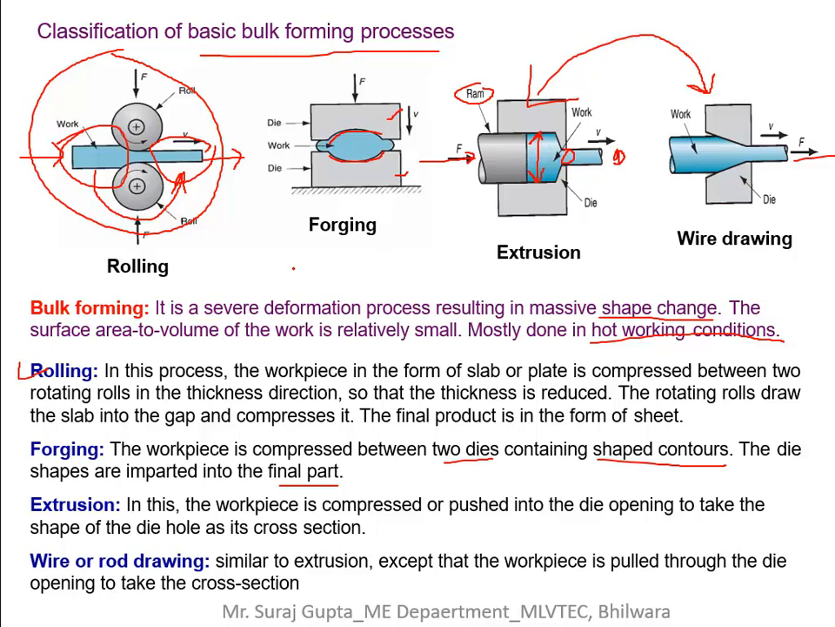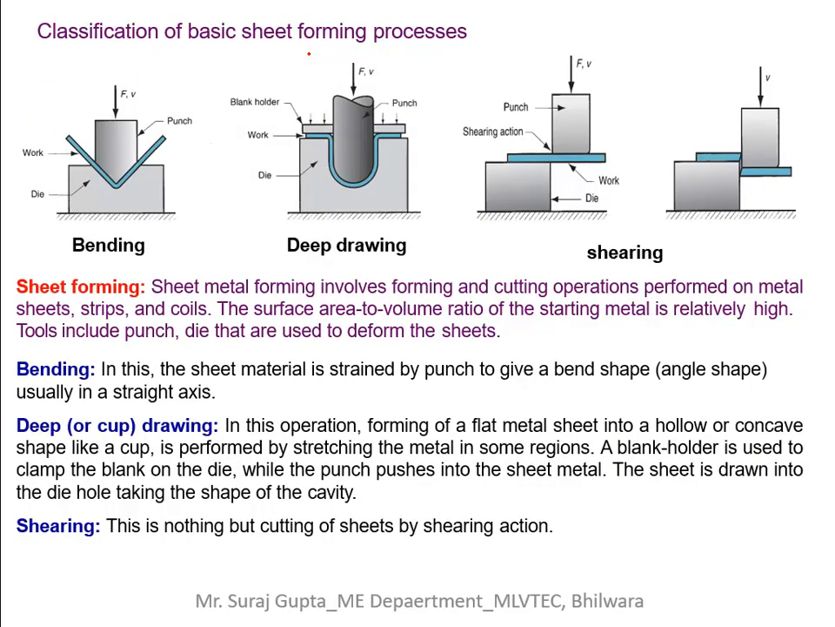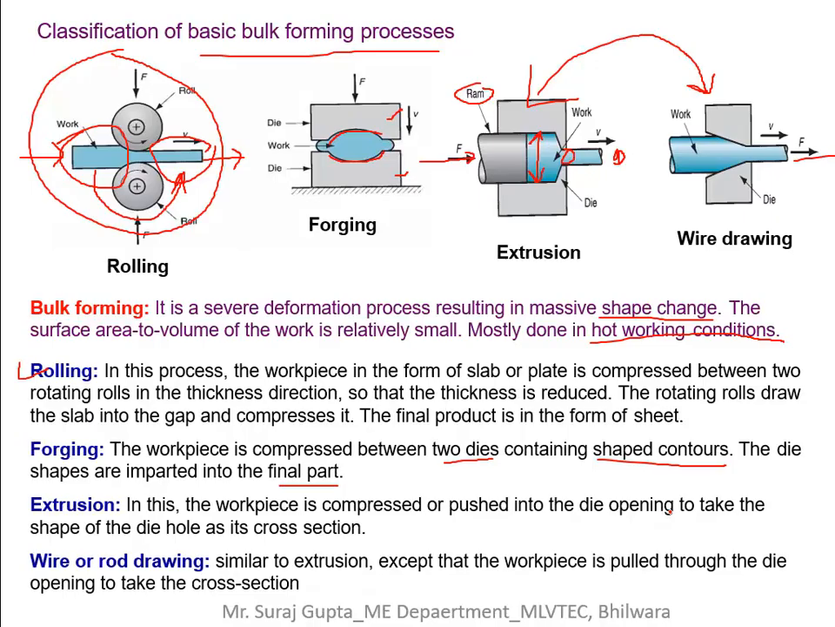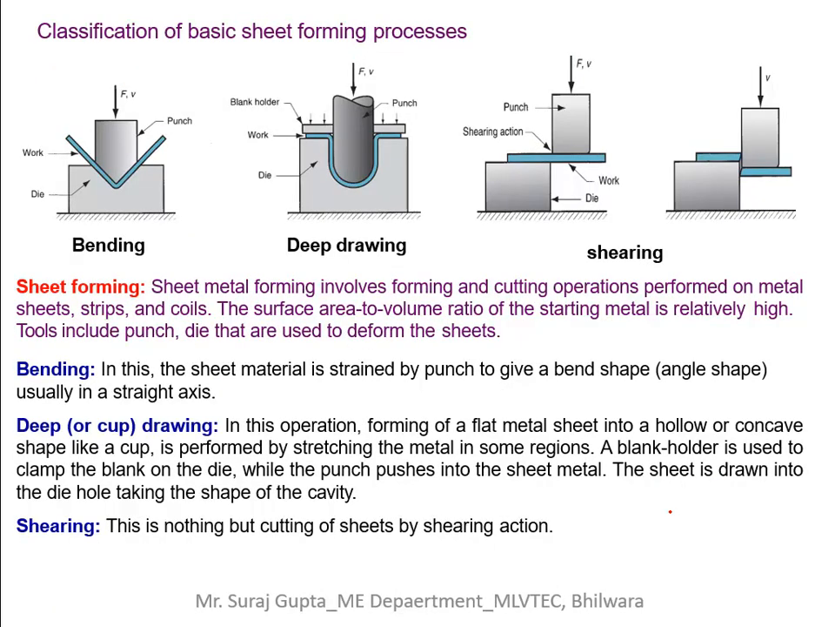So this is all about the bulk forming process. Now we are going to see what the sheet forming processes are. Here there are three types: we will see bending, deep drawing, and shearing. The miscellaneous processes will not be covered, because they are not in the syllabus of the basics of mechanical engineering. So we just focus on the three topics: bending, deep drawing, and shearing.